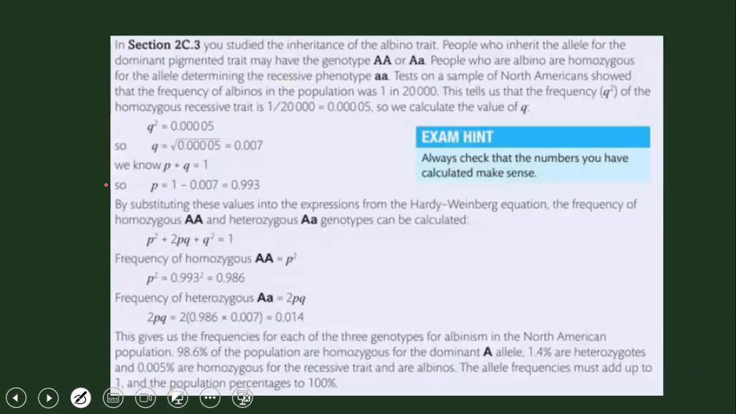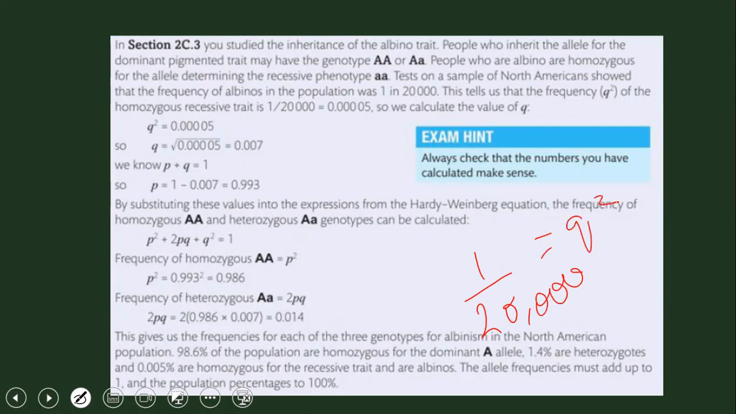For example, people who inherit the allele for dominant pigmented trait may have the genotype AA or capital A, small a, right? They can be homozygous dominant or they can be heterozygous. People who are albino are homozygous for the recessive allele, that is, they are homozygous recessive. Now, a test on a sample of North Americans showed that the frequency of albinos in the population was 1 in 20,000. So 1 in 20,000 is the recessive genotype. So that's our q squared.